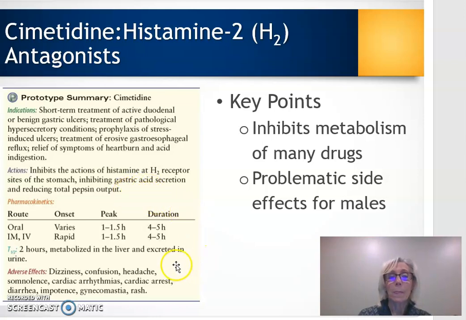This drug doesn't have too many side effects, except if you're a man. You can see here at the bottom the adverse effects: it can cause impotence and gynecomastia. Gynecomastia is enlargement of breast tissue, and you can imagine that these two are very problematic to a male. So if you have a male client, cimetidine is not a good choice. There are other H2 blockers that would be more effective, like famotidine.